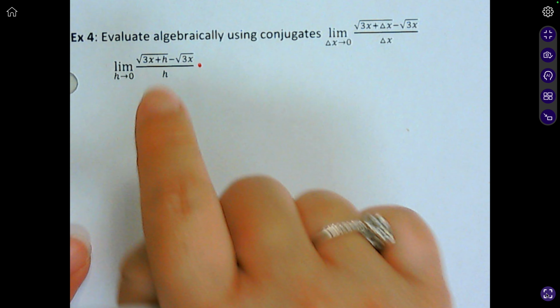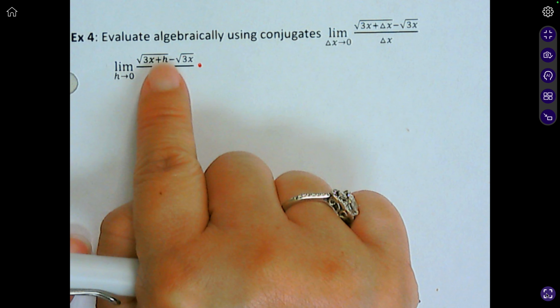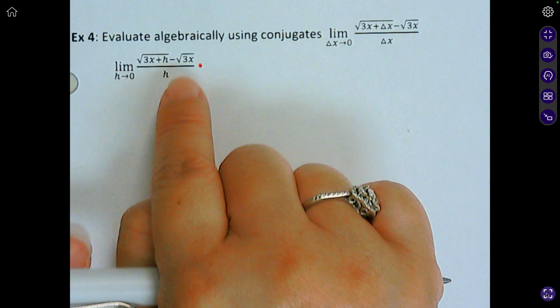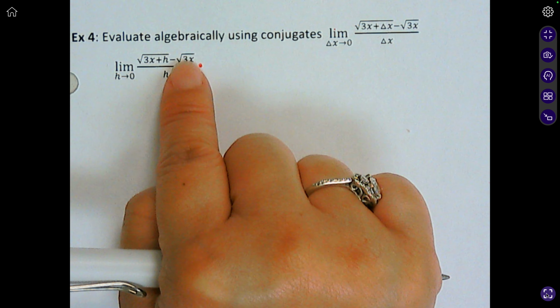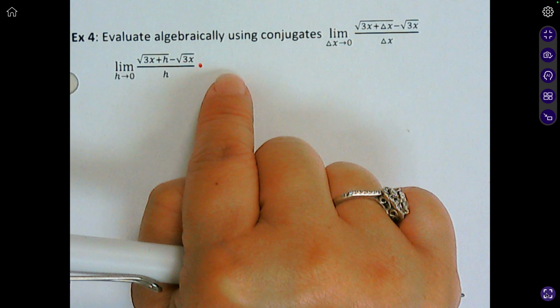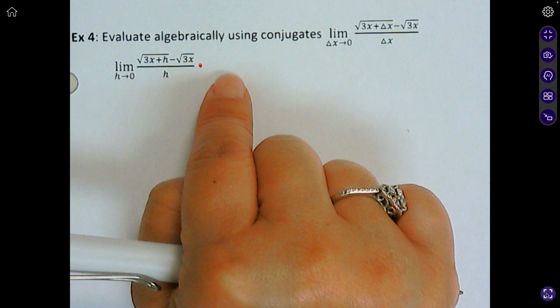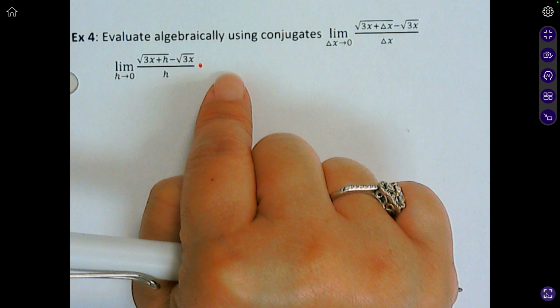Take a look at your term. Notice for the previous example, we only had one square root and a constant. Did you guys see that? In this case, we have two square roots. That's okay. You can still multiply by the conjugate.